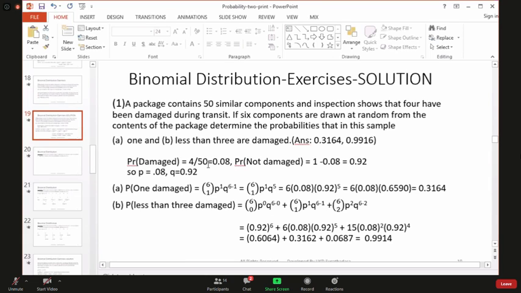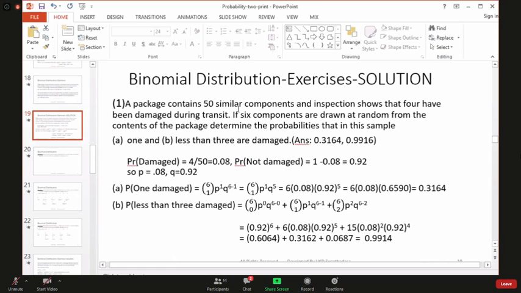Probability of damage is 4 by 60, that is 0.08. So the probability of not damaged is 1 minus 0.08, which is 0.92. High probability of not damaged. Then for getting 1 damaged, 6C1.